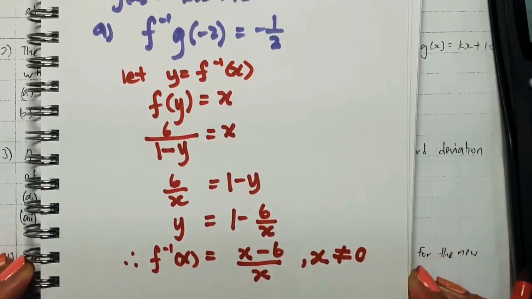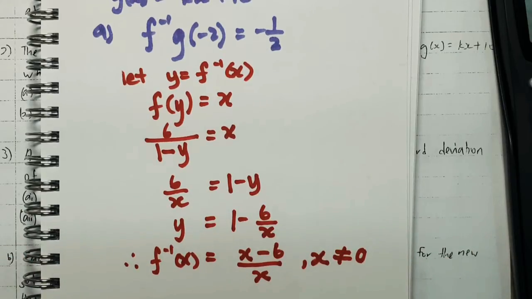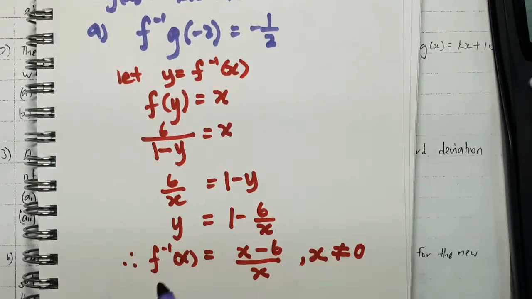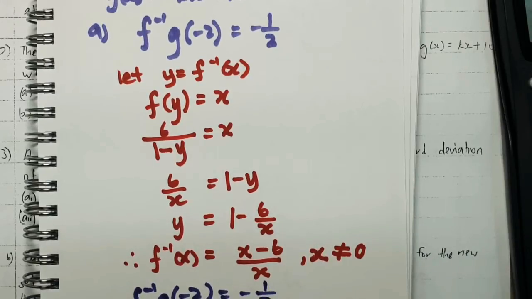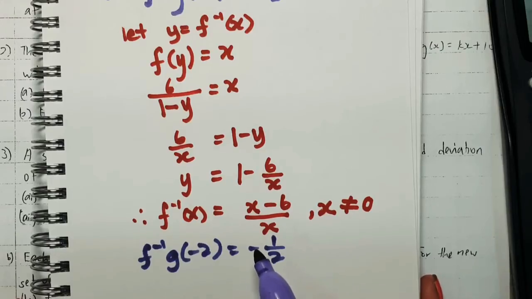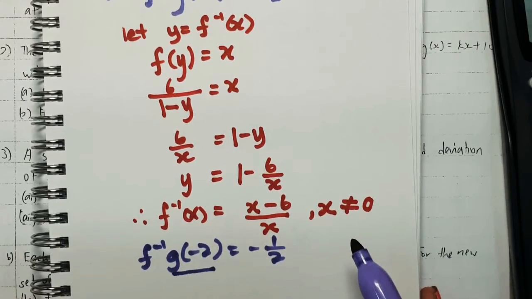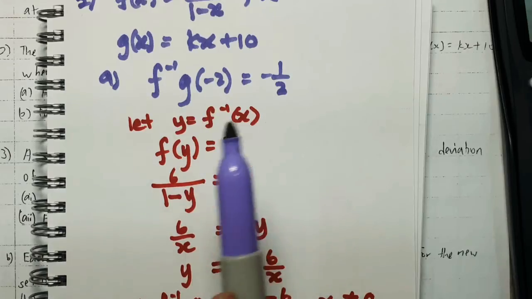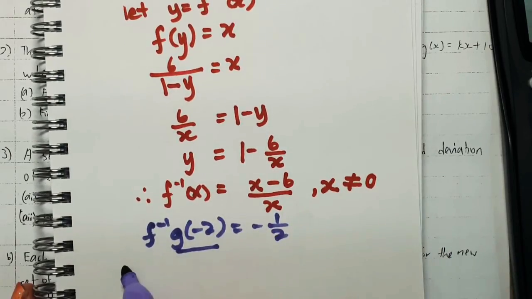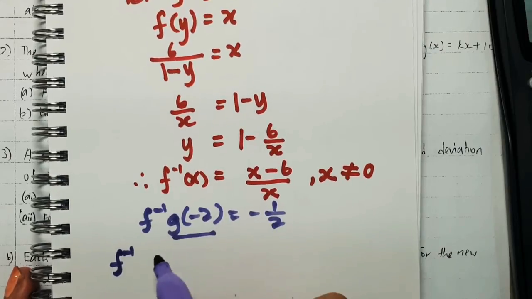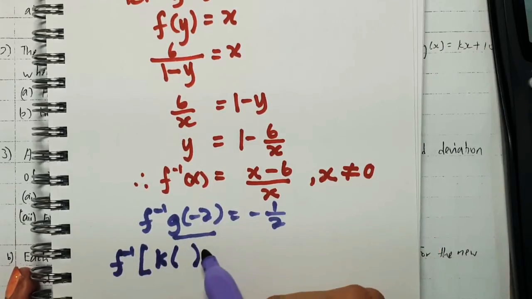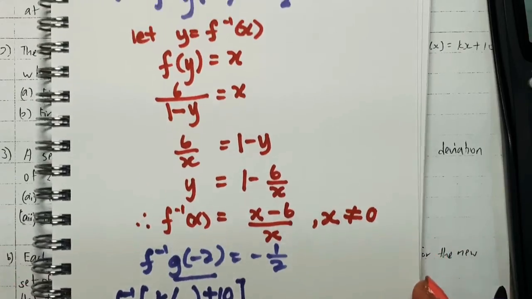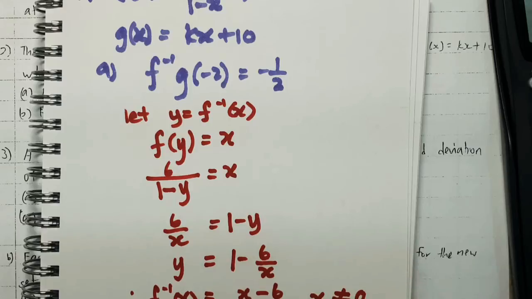Once we have done this, we can put it into the question to solve. So start from here again. We have f inverse of g(-2) equals negative half. Let's put in whatever we have. Let's look at function g. What does function g say? The function g says kx plus 10, k times x plus 10. So in that case, function f inverse we are not using yet, whereas this function g(-2) is k times the x and then plus 10. This is the framework of our function g: k times the object plus 10.